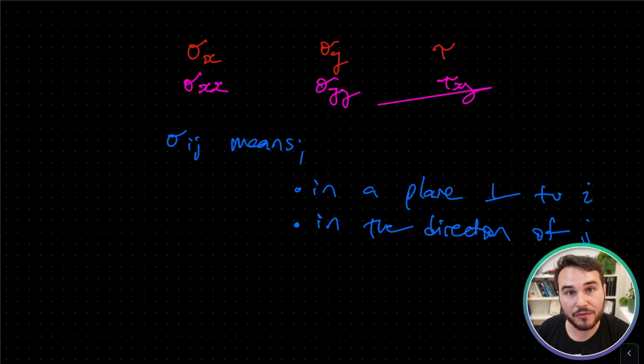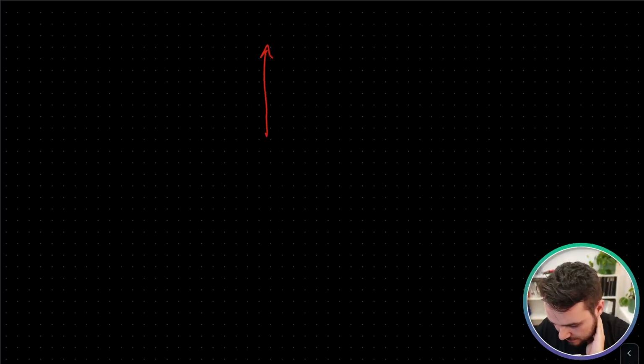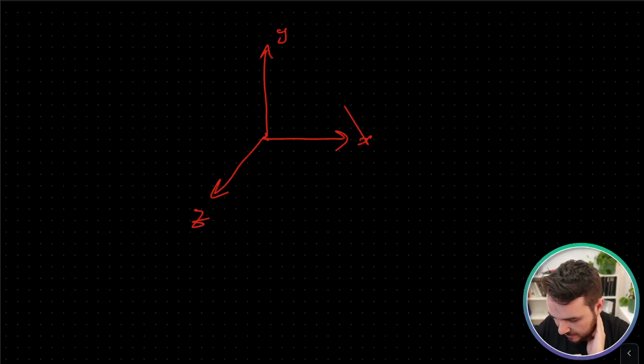So let's work through a few examples of that now and just see what sigma xx, sigma xy, tau xy, and maybe some of the others might mean. I'll draw a coordinate system. So there's 1, 2, 3 axes with an x and a y and a z. All right, excellent. And let's try a couple of these. So maybe to begin with, let's say sigma xx. So I mean on a plane perpendicular to x in the direction of x.